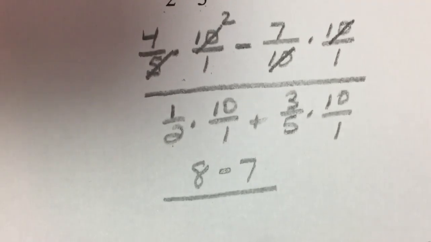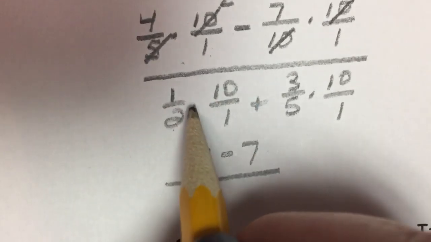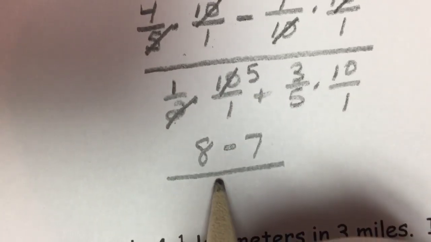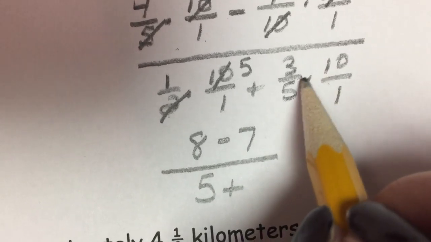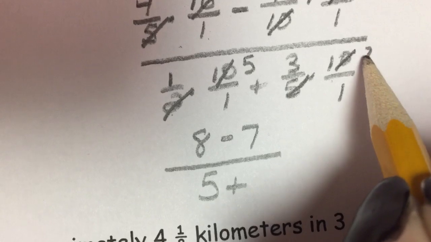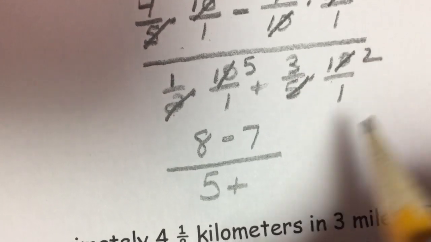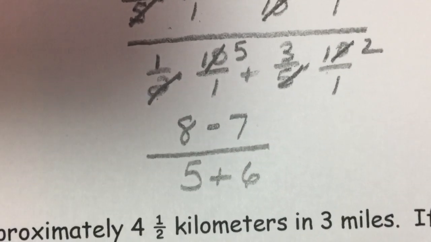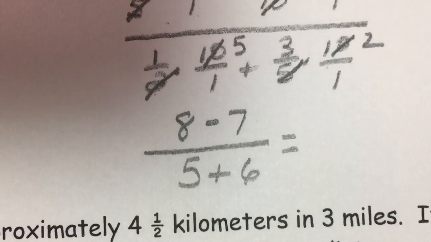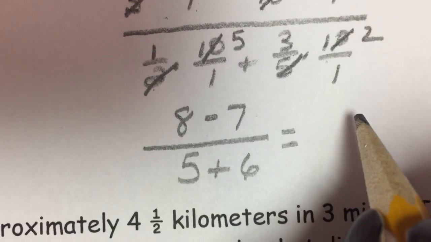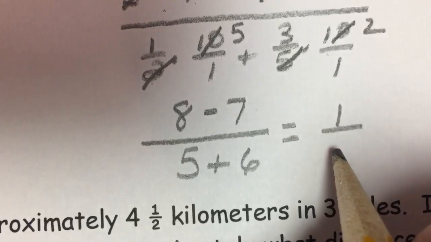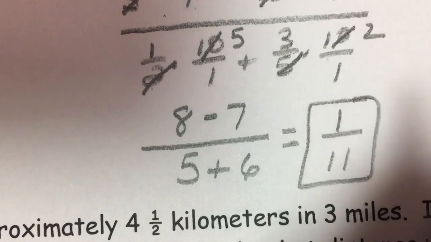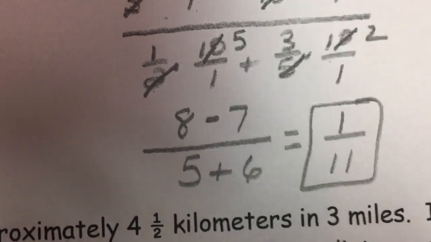Now it's time for the denominator. If I multiply these together, you can see that 2 cancels into the 10 5 times, and that whole thing turns into a 5, plus, if I do this one, the 5 cancels into the 10 twice, and 3 times 2 is 6. So all the big fractions turned into just regular integers. So now if I just finish off the top, 8 minus 7 is 1, and 5 plus 6 is 11. And there you go.